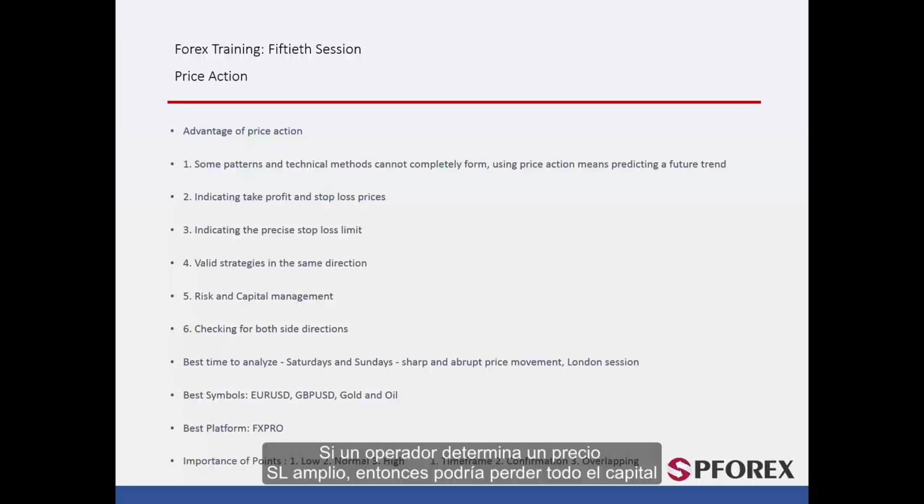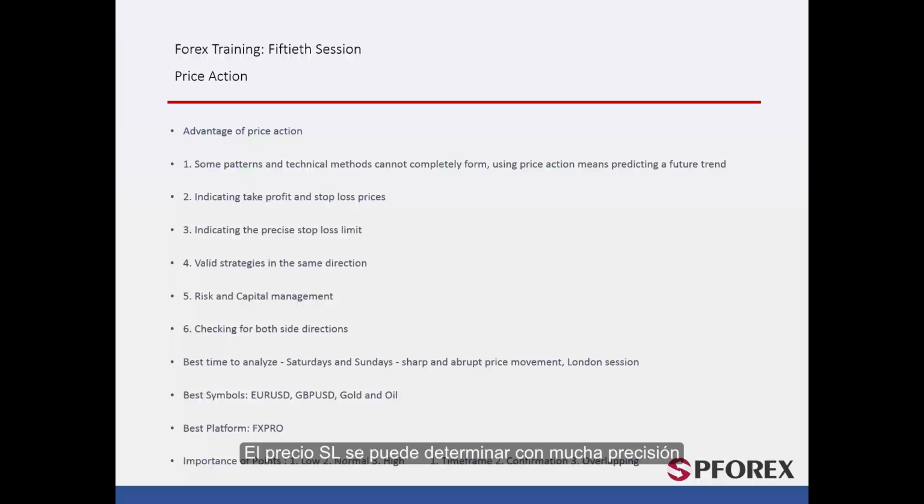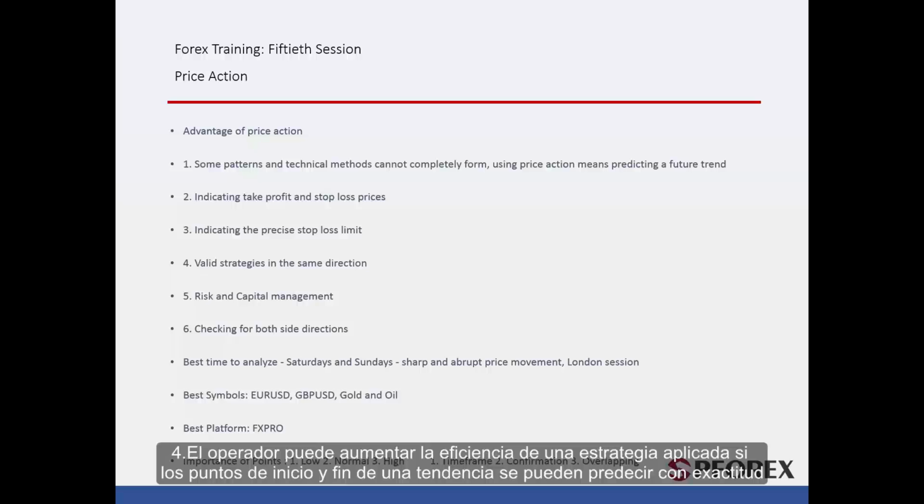If a trader determines a wide SL, then it might perish all of the capital. If a short SL price is selected, price may reverse its direction towards the desired TP price after it touches the SL price, so the order is closed with a loss. SL price can be spotted precisely. Fourthly, a trader can develop the efficiency of the applied strategy if the start and end points of a trend can be predicted thoroughly.